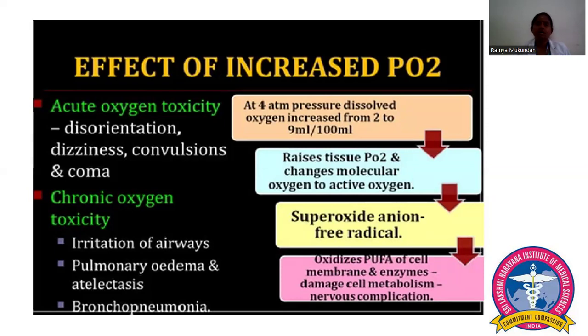coma also. But when the subject is exposed to hyperbaric oxygen therapy or hyperbaric 100% oxygen for a prolonged time under high pressure, that is under the sea, we saw about 30 feet, 40 feet, what happens? The subject undergoes symptoms due to irritation of the airways, bronchitis, pneumonitis, and it results in pulmonary edema and atelectasis. So 100% oxygen, when given at higher pressure, results in all these complications.